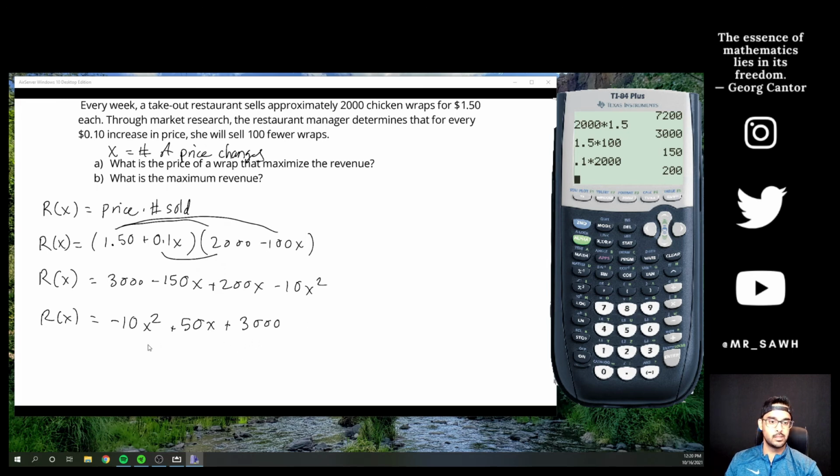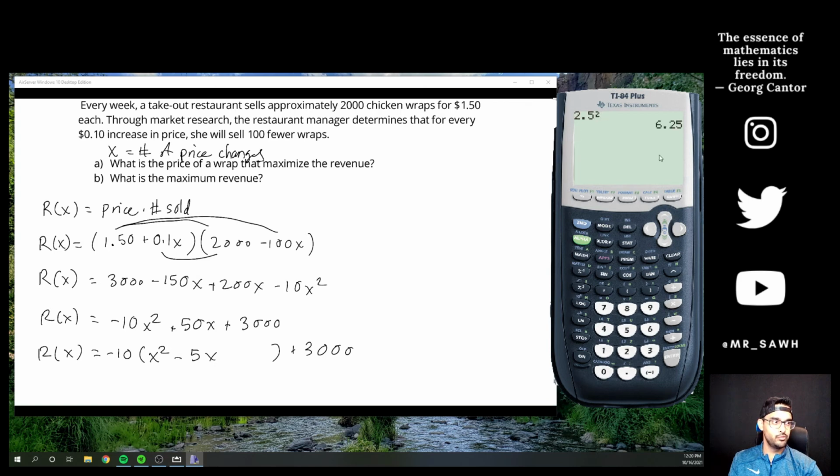Plus 3,000. So again, we'll complete the square. We'll factor out our minus 10, so we've got x squared minus 5x. Leave your 3,000 outside. Find the number that goes inside, but you're going to end up with a fraction. 5 over 2 is 2.5, so we'll square that for 6.25.